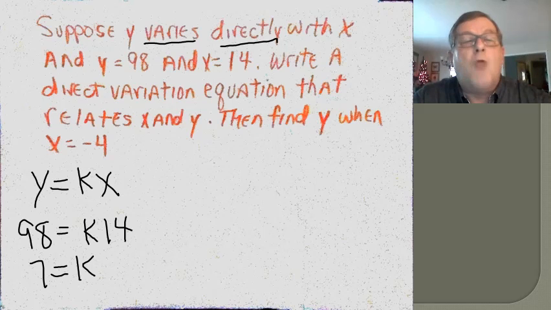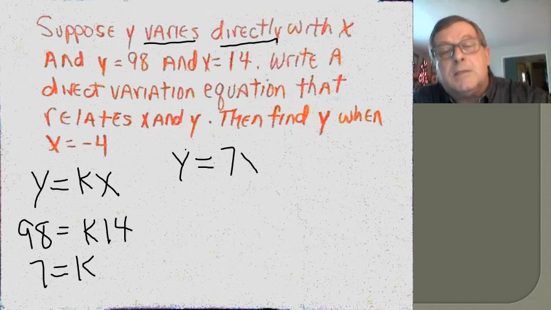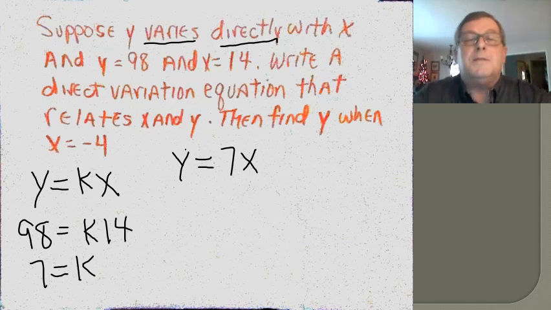Let's write a direct variation equation that relates x and y. Well, now that I know what k equals, I'm going to write the direct variation equation, y equals 7x. And that's my direct variation equation.